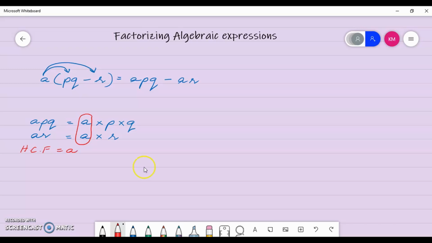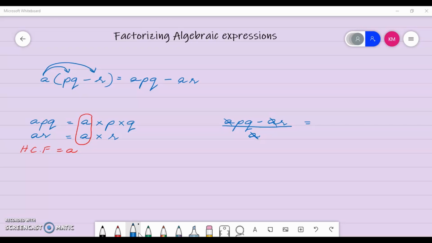We are going to take that and divide throughout that expression by A. It is APQ subtract AR, and I'm going to divide throughout by our HCF A. And what I'm going to get, A is going to cancel with that one and that A is going to cancel with that one there. Now you may be wondering why I can cancel that A twice with those two A's up there.